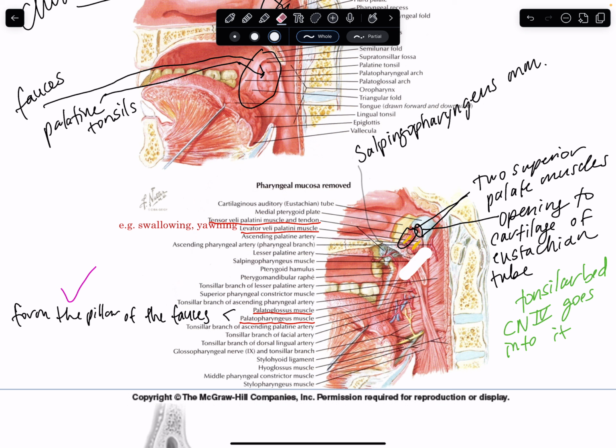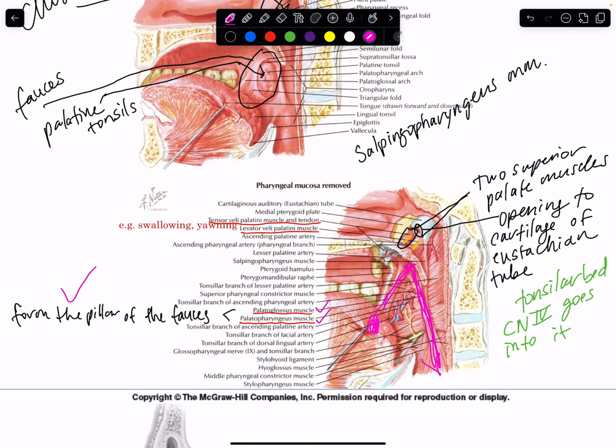Let's erase that. We'll erase salpingo. So here's the other one we're looking for. This guy right there is the palatoglossus, palatopharyngeus. So imagine you're coming from the palate, from the tongue. So that makes sense, right? Tongue to palate. Now this is palate to pharyngeus. So palate to pharyngeus. Makes sense? So it would actually make this angle.